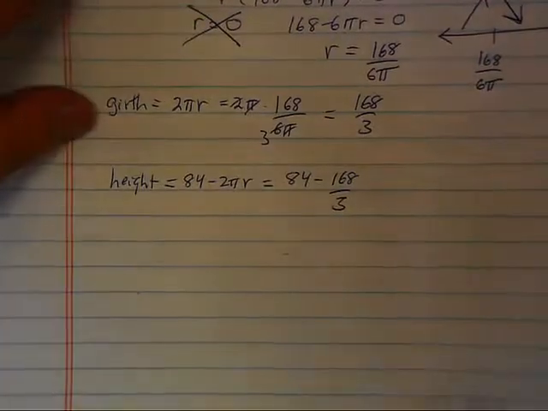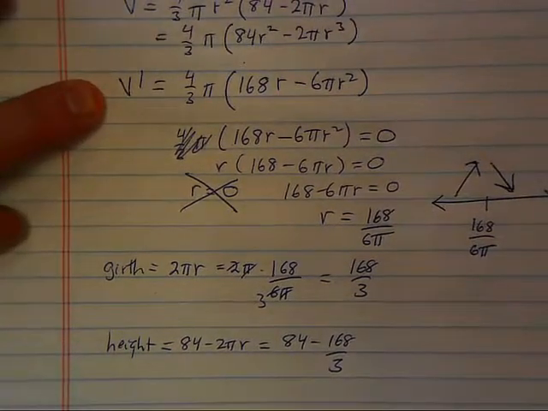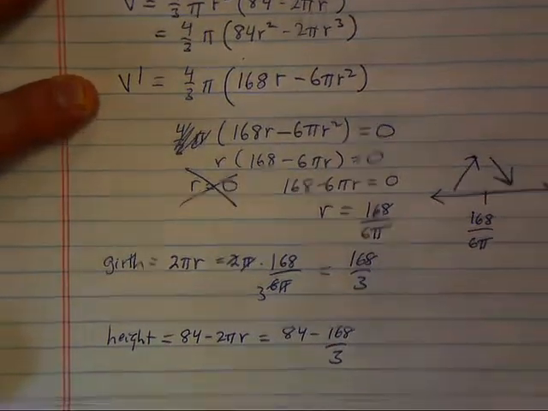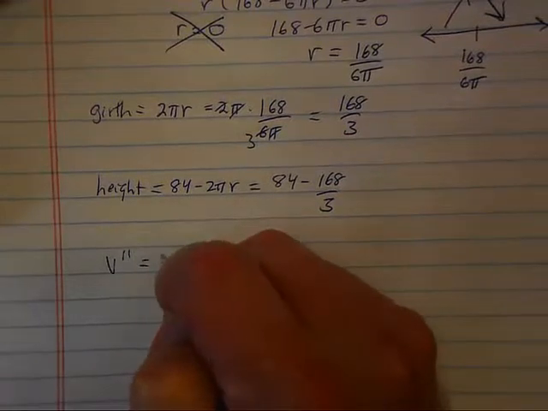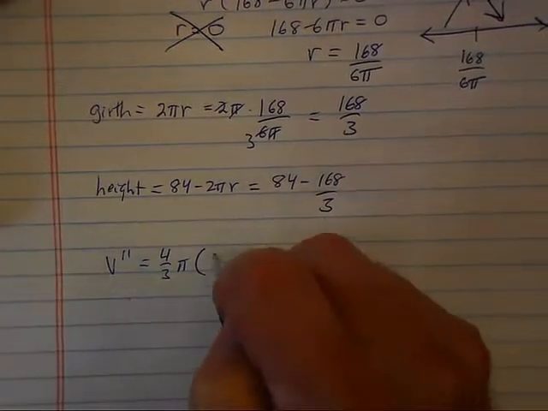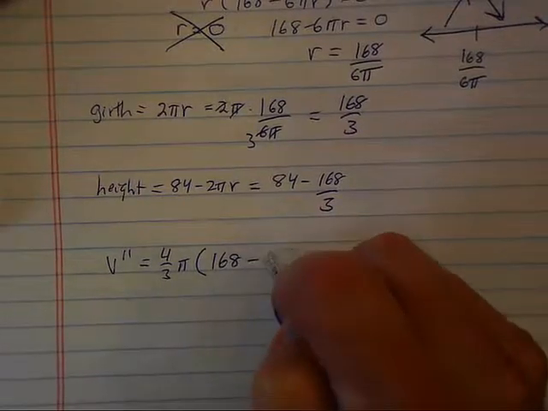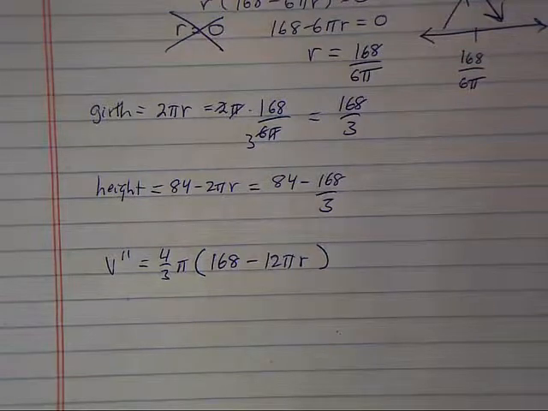So I would go back here to my derivative. Oops, you can't see it. I would go here to my derivative, and I'd have to take the second derivative. V double prime would be 4/3 pi times 168 minus 12 pi r. That would be the second derivative.